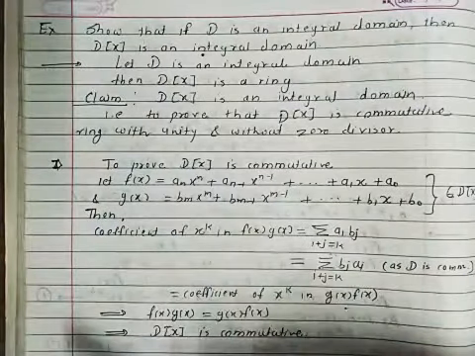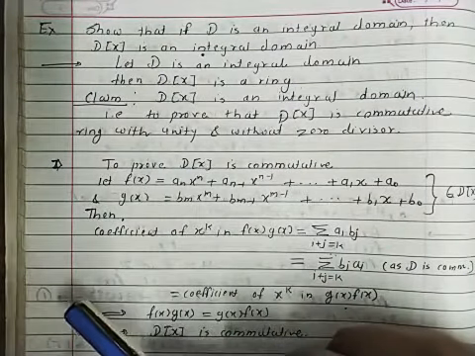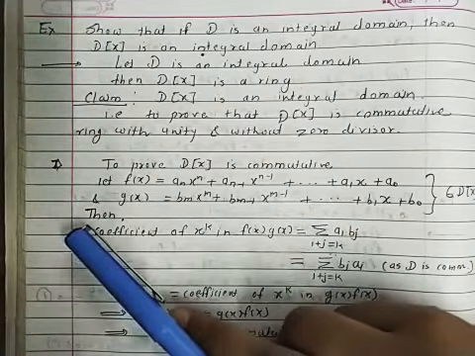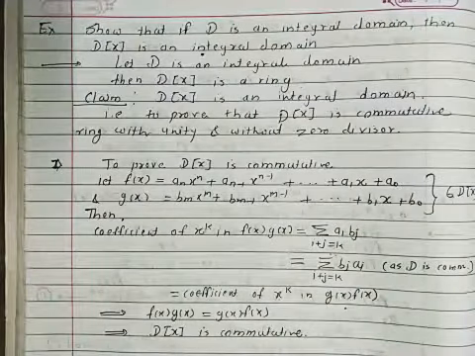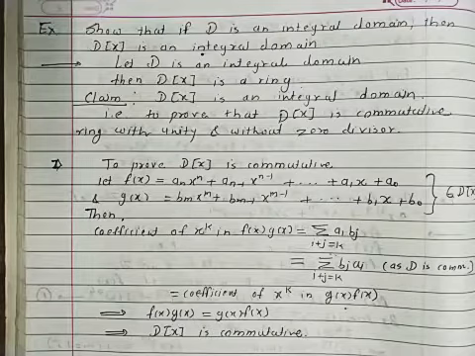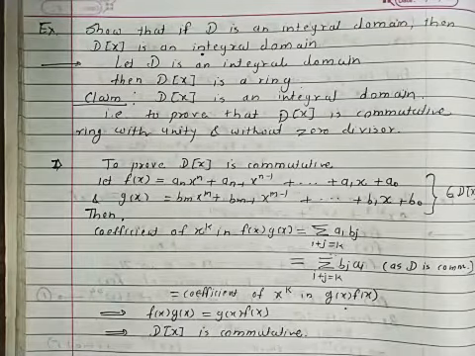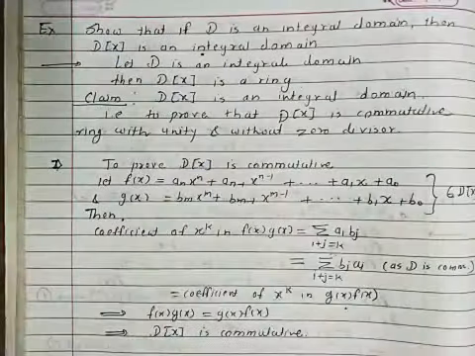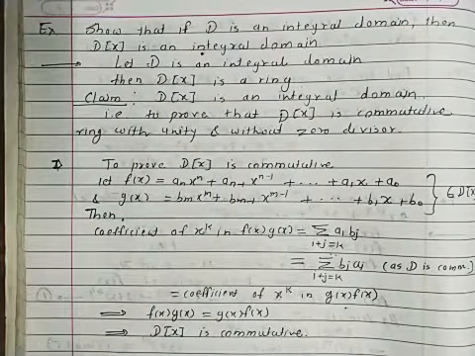Now we have to show that if D is an integral domain, then in that case D[x] will be an integral domain. Like R[x], D[x] is a set of polynomials, and with respect to the operations of addition and multiplication they form a ring. And if D is an integral domain, in that case D[x] will also be an integral domain.